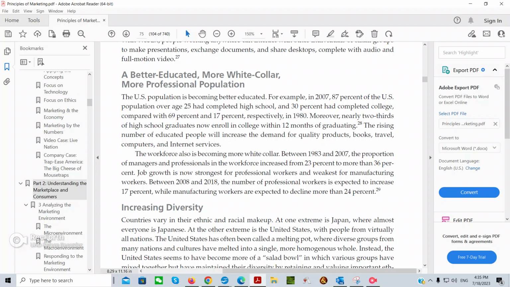A better educated, more white collar, more professional population. The U.S. population is becoming better educated. For example, in 2007, 87% of the U.S. population over age 25 had completed high school, and 30% had completed college, compared with 69% and 17% respectively in 1980. Moreover, nearly two-thirds of high school graduates now enroll in college within 12 months of graduating. The rising number of educated people increases the demand for quality products, books, travel, computers, and internet services. And this is another important thing to note demographically.